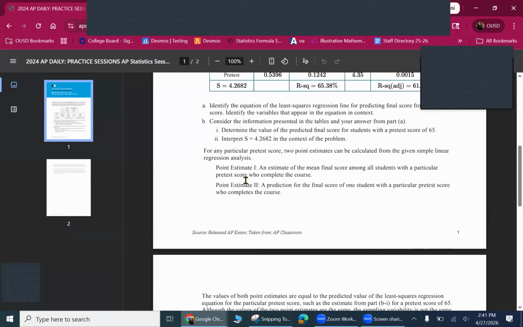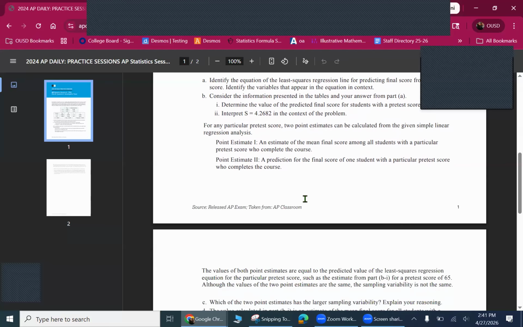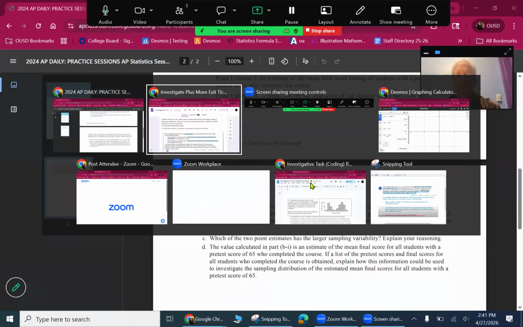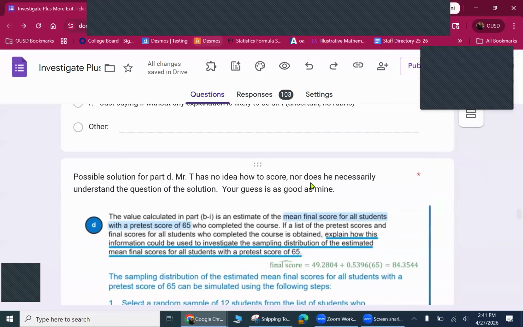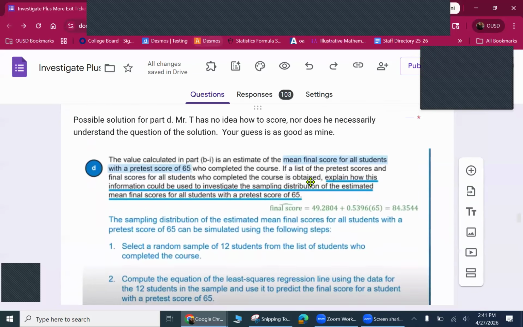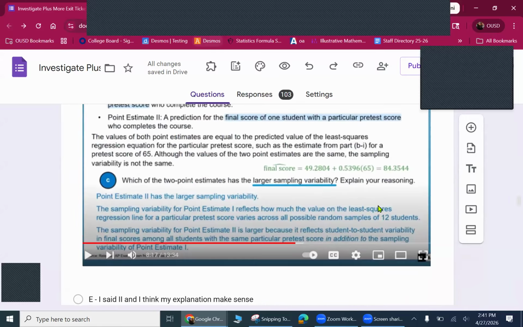And this assumes you understand what they are saying back here, which is not easy. But their suggested answer was this. Oh, wait, where is it? It's here. Point estimate 2 has a larger sampling variability. The sampling variability for point estimate 1 reflects how much the value on the least squares regression line for a particular pretest score is varied across all. Now, somehow they introduced 12 here. It's just a larger number of N students. I don't know where the 12 came from. It's not anywhere I can find it.